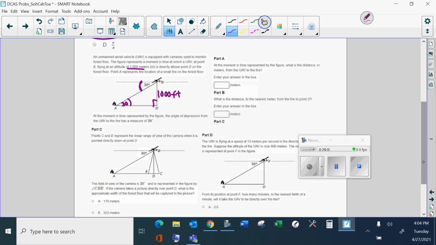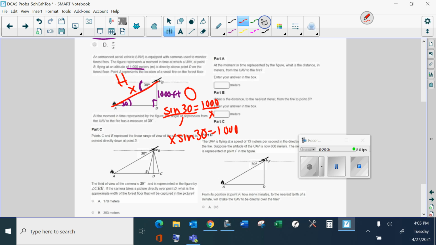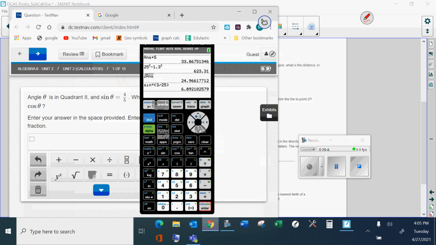Part A. What's the distance in meters from the UAV to the fire? So it wants that distance, because there's the fire. So that's X. I'm going to use this triangle right here. It's 30 degrees. It's opposite over hypotenuse. So sine of 30 equals 1,000 over X. Cross multiply: X sine 30 equals 1,000, so X equals 1,000 divided by sine 30.